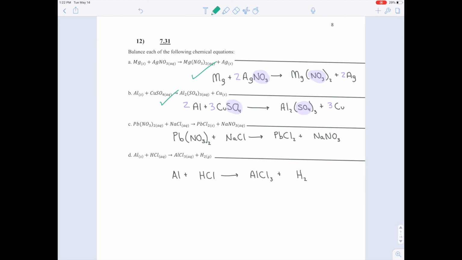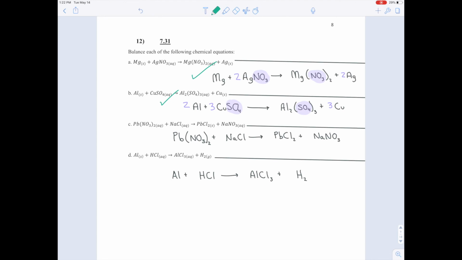So in addition to that polyatomic ion blob trick, we also saw in this one a word to the wise. If an element is ever all by itself, like aluminum and copper were here, balance those elements last, because the numbers in front won't mess up the other things you've balanced.